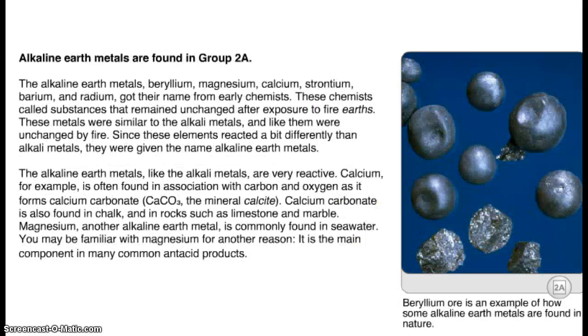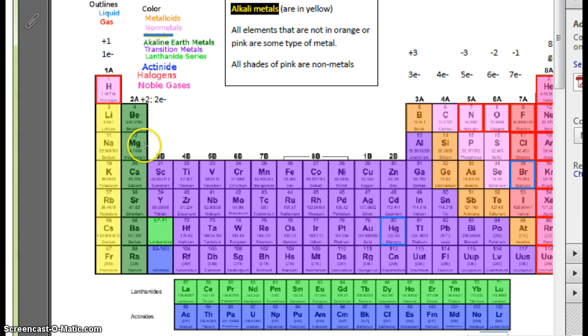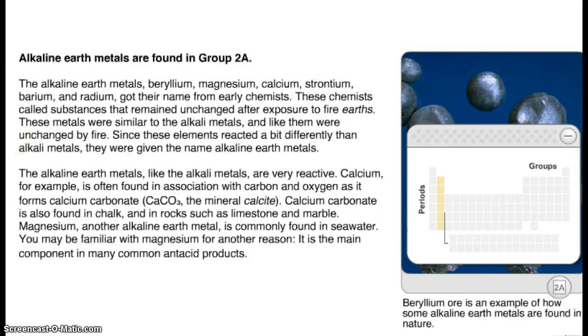Alkaline earth metals are found in group 2A. So if we look at our periodic table, we're talking about the second group now, or second column, and specifically beryllium, magnesium, calcium, strontium, barium, and radium. The alkaline earth metals, beryllium, magnesium, calcium, strontium, barium, and radium, got their name from early chemists.